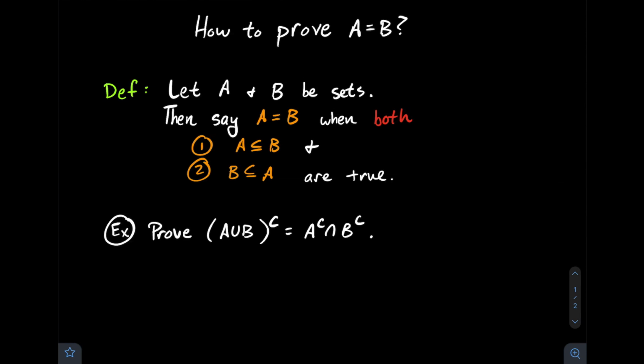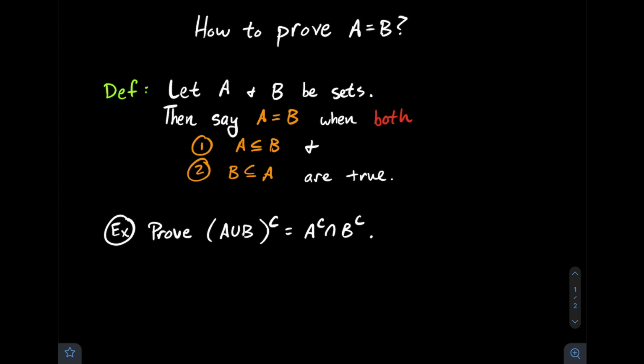Here's the example that we're going to do to demonstrate how you might go about proving that two sets are equal. The example is to prove that the complement of A union B, that's what the exponent C means, the complement of the set. Remember, that's everything that's not within the set, not within the parentheses there. I want to show that the complement of A union B is the same thing as the complement of A intersected with the complement of B.